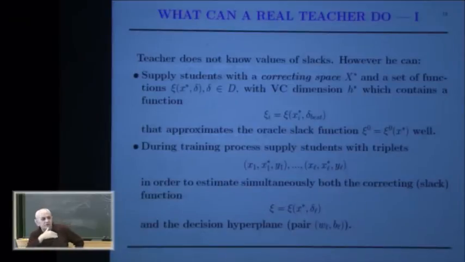Okay, what can the teacher do? Of course, the teacher does not know the slacks. But maybe he knows a set of functions which contains the slack function, because slack is a variable, but I can consider the slack function as a set of functions with infinite VC dimension, like any function I can imagine. So in this situation, when I estimate the decision function, it is a function from a set with finite VC dimension. But when I'm talking about slack, I'm estimating a function from a set of functions with infinite VC dimension. And that's why I believe we have this 1 over square root.